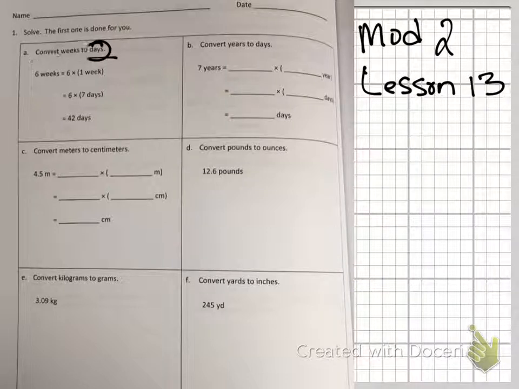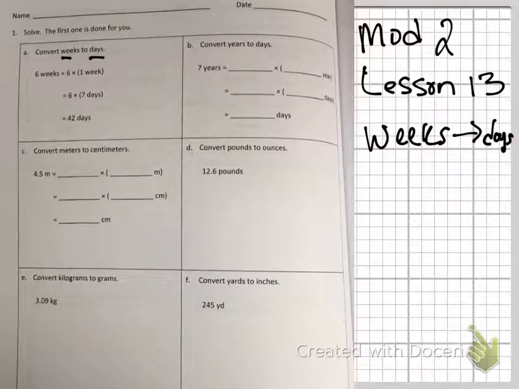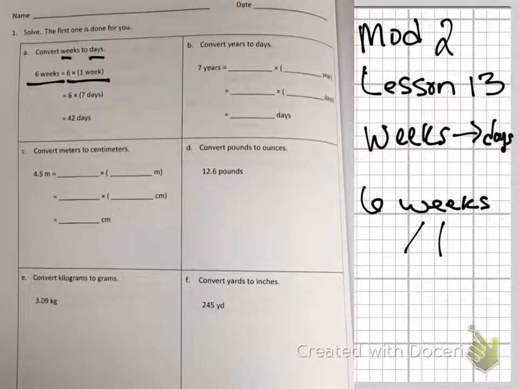So our first unit, we're going to be converting from weeks to days. And of course, it's always important to know what we are converting, where we're starting and where we're ending. So we're starting with weeks, and we're going to days. As it shows here, 6 weeks equals 6 times 1 week. Now, how can we take 6 weeks and make that 6 times 1 week?